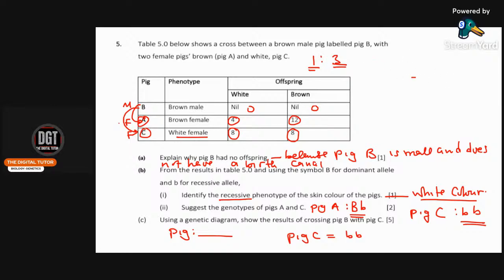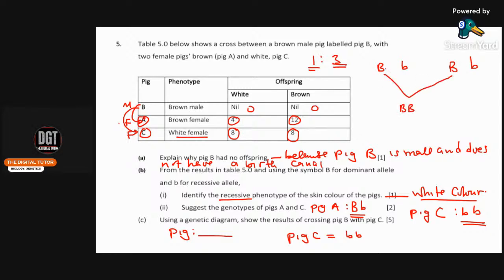We can perform a simple test here. So we are saying pig B is Bb. Then pig A, because we want to determine the ratio here, pig A is also Bb. If you cross, it's going to give you what?